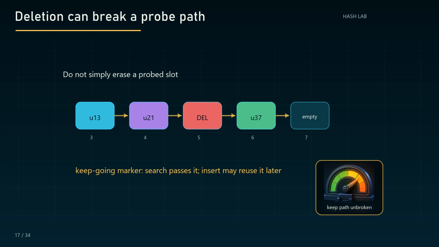If a later key was placed after this slot, lookup may still need to walk past it. So many tables leave a small keep-going marker. You do not need the marker name yet. Remember the idea: do not break the search path.